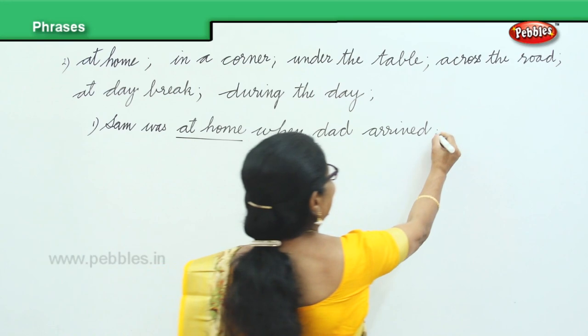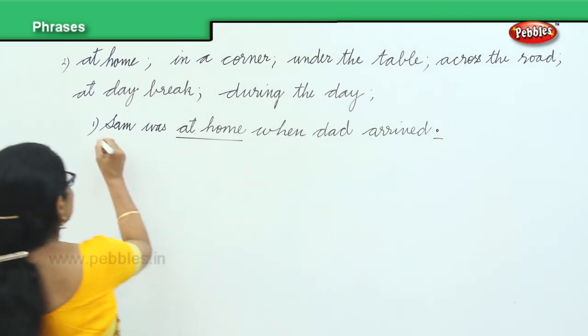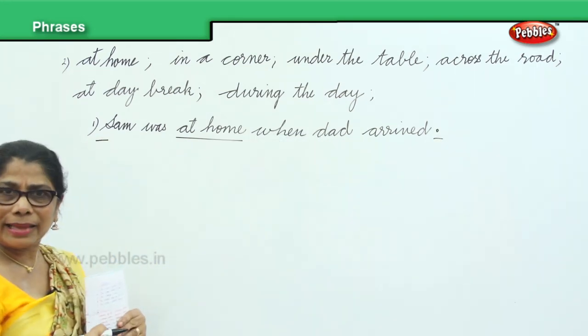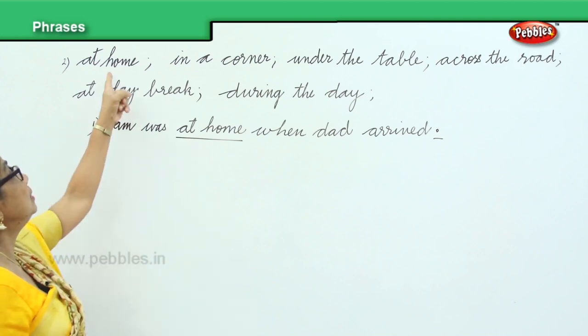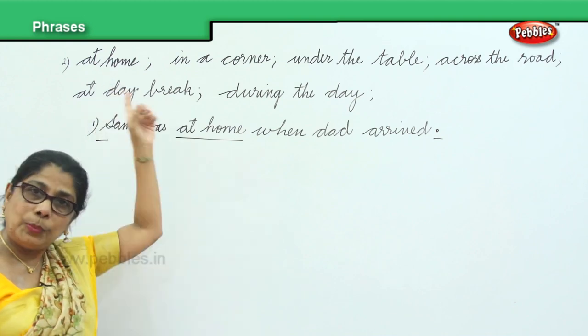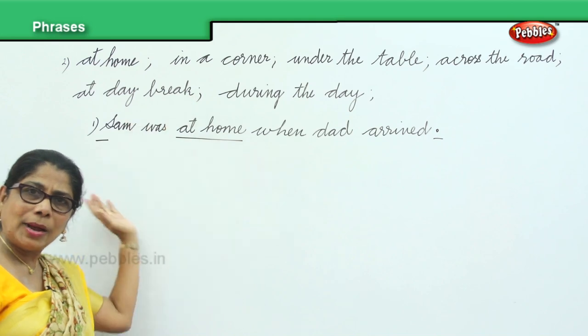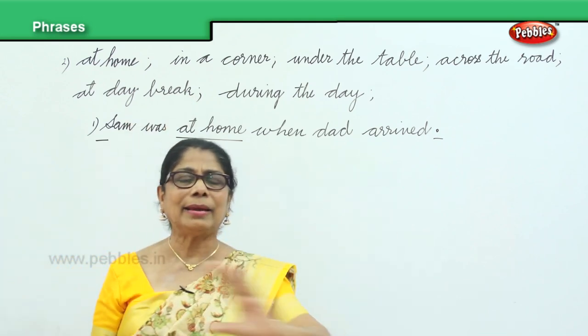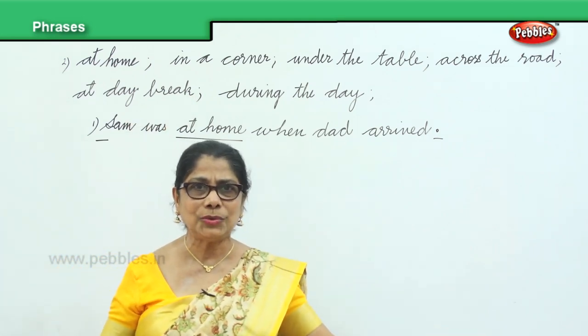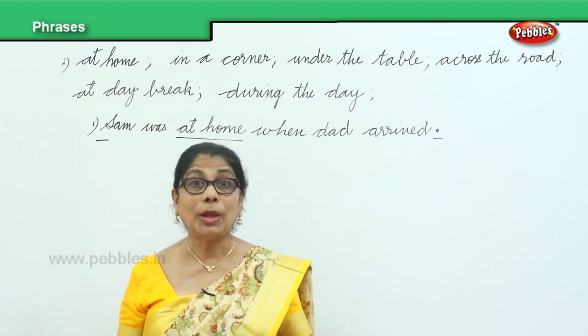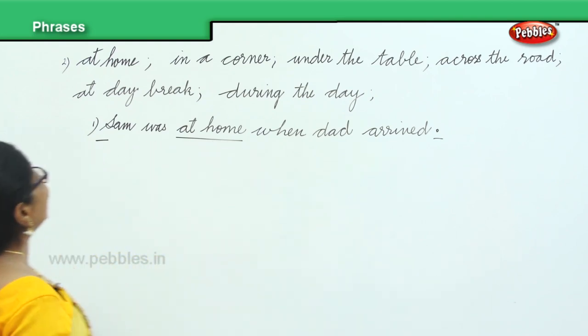We ended that with a full stop. We started with a capital letter. And we turned this group of words, which does make sense, into a complete sense by creating a complete sentence. You understood now? Sam was at home when Dad arrived. What is the next one we have there?